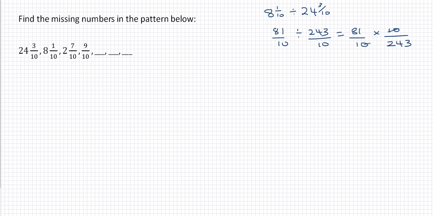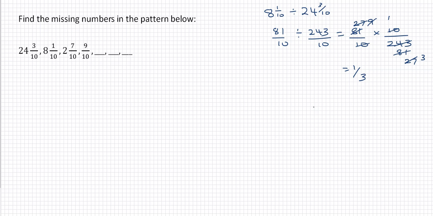So this crosses out here. This crosses out. Actually, you don't have 9. You have 27 and 81. You can divide both by 3. You have 9 and 27. And then you can divide by 9. You have 1 and 3. So this is going to give you 1 over 3.